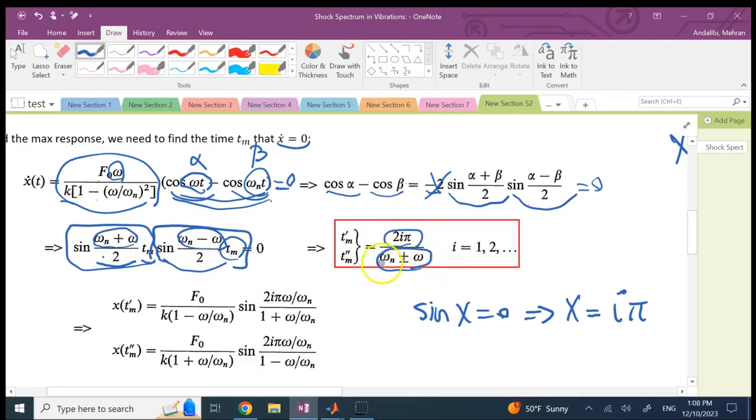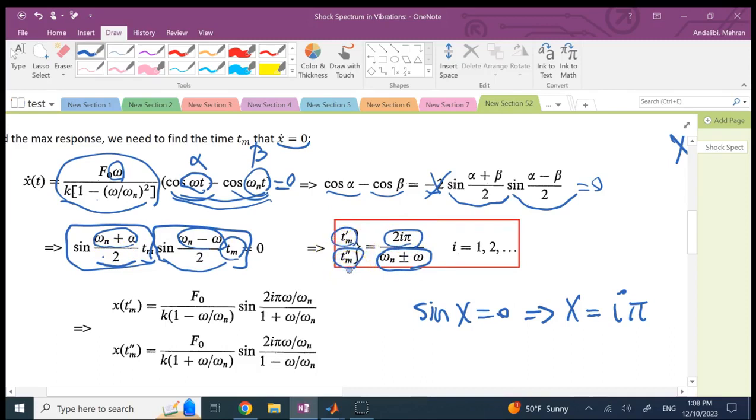They are combined into plus and minus. You get two solutions. So there are two solutions. The one with the negative is for the second term. The one with the positive is for the first term. One of these you call t prime m, and the other one you call t double prime m.